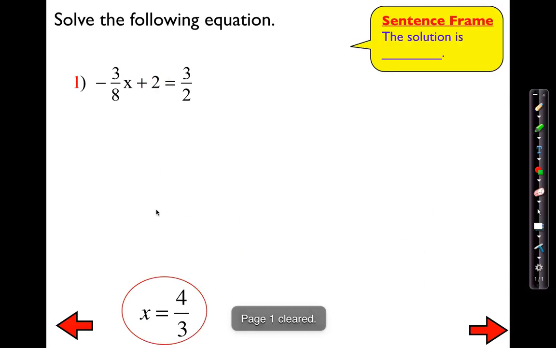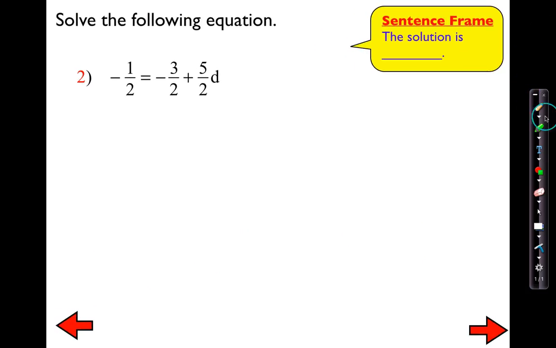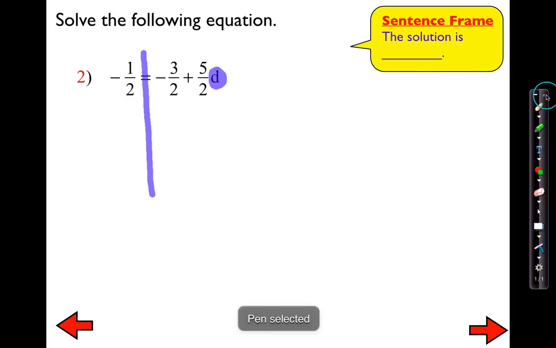Okay, now let's go ahead and look at number 2. So same idea. I personally like to first separate the two sides. That way I know where to focus. Since the variable is on the right side, that's where my focus is going to be. And just like the other slide, we do want to undo addition or subtraction first, which would mean I'm going to get rid of my constant here, which is negative 3/2. So the opposite of negative 3/2 is a positive 3/2. So here, I'm going to add it to both sides to keep them balanced.